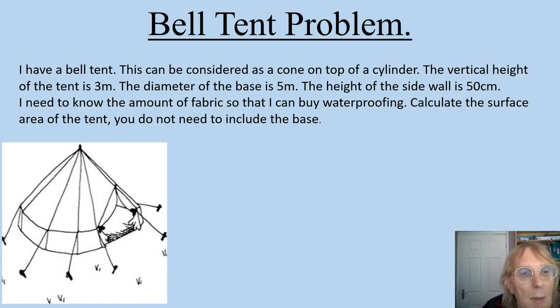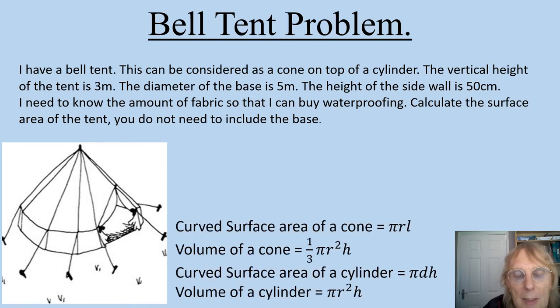So I'm going to give you a minute. If you want to pause the video, you could have a go at the question. If you want to wait a few seconds, I'll put up the formula you might need to know, and then see how far you can get with it. So that's the formula. I've got the curved surface area of a cone, which is pi r l, the volume of a cone, which is 1/3 pi r squared h, the curved surface area of a cylinder, which is pi d h, and the volume of a cylinder, which is pi r squared h. We don't need all of those, but right, let's have a go and see if we can do this.